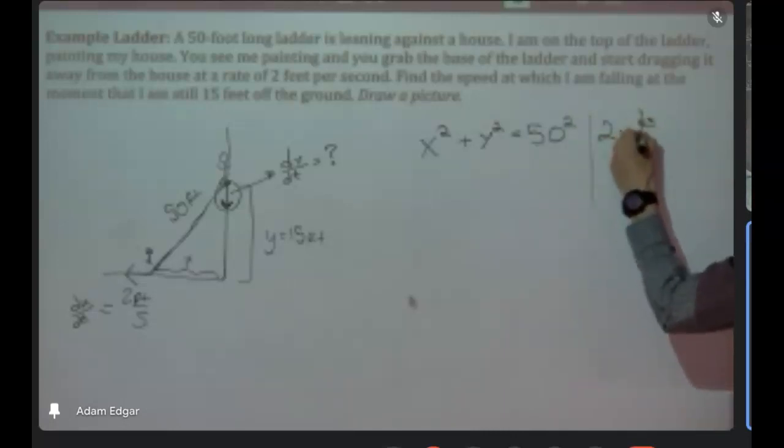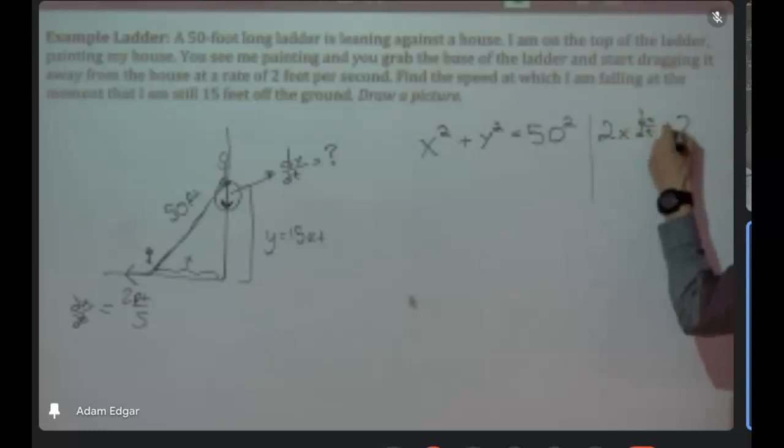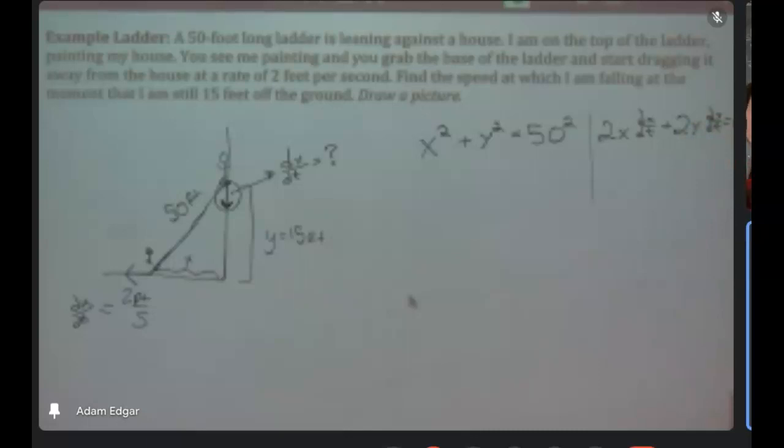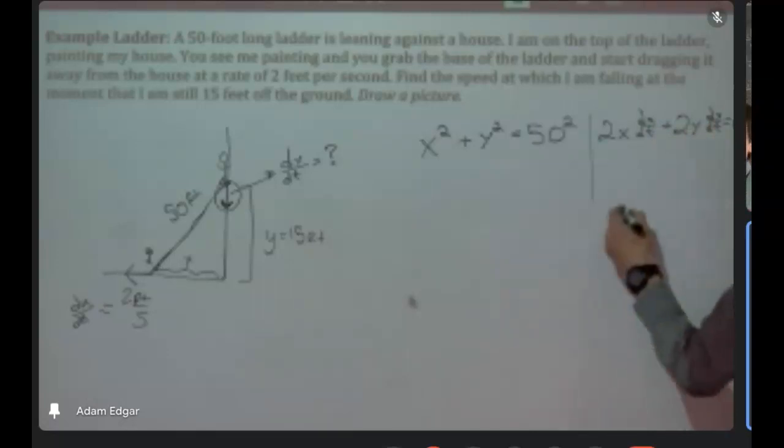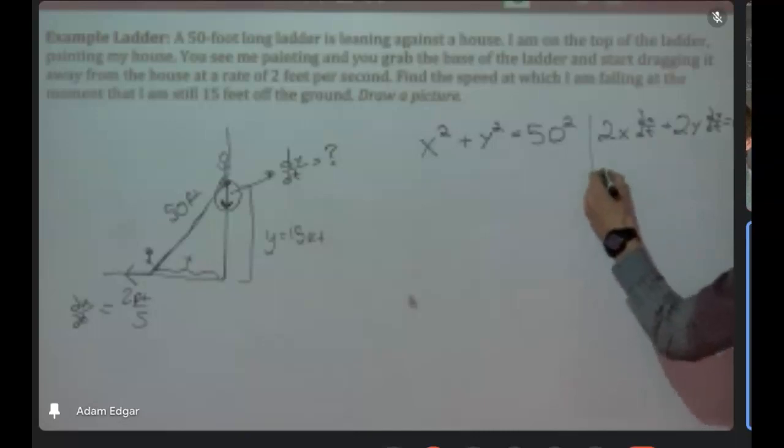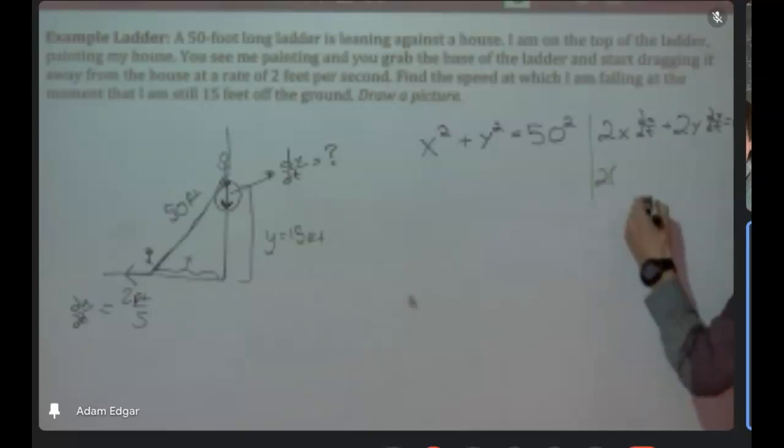2x dx/dt plus 2y dy/dt equals 0. And now you're in business. So you have your picture, you have all the components to the picture, you can use those to create your equation and your derivative equation, and now you're on your way. Let's start filling stuff in. So 2 is 2. Do we know what x is right now? No, so that's what we don't know. So we're going to have to find that out.